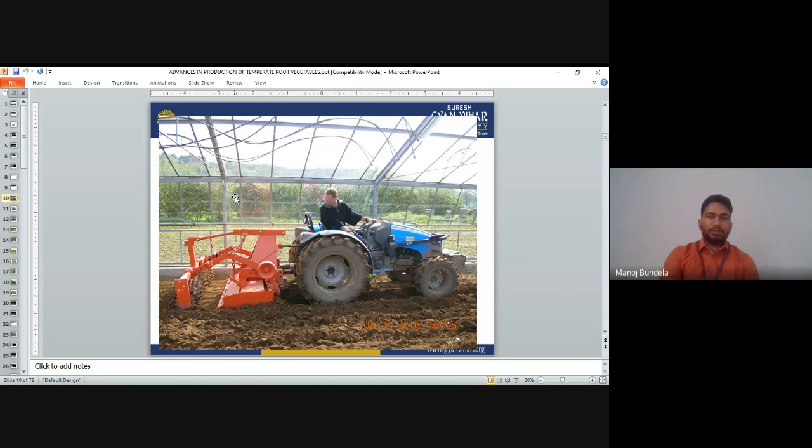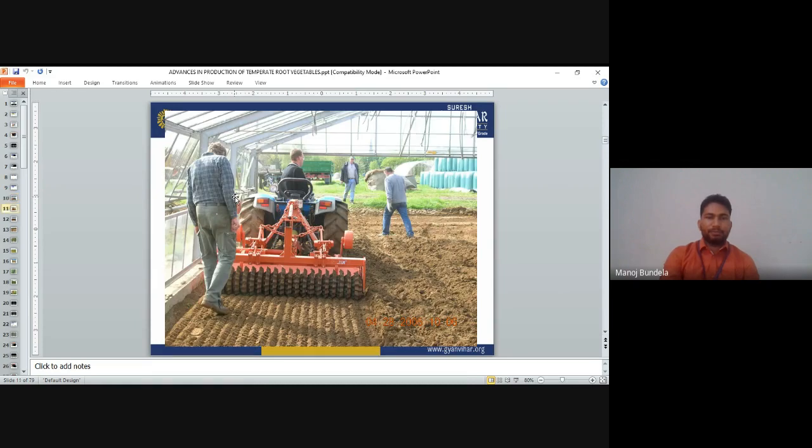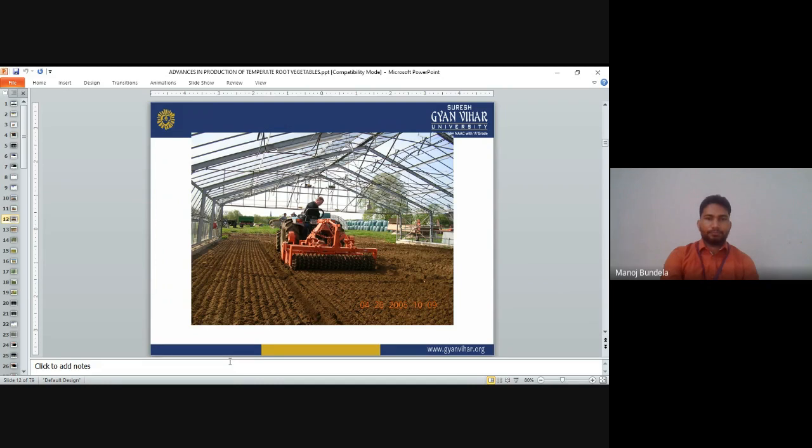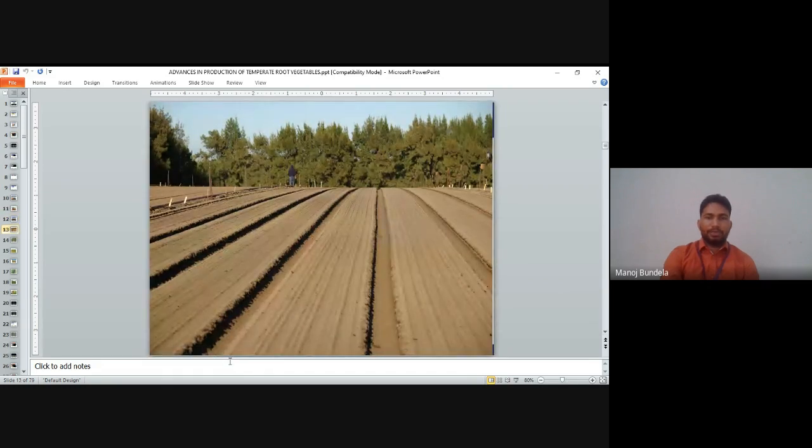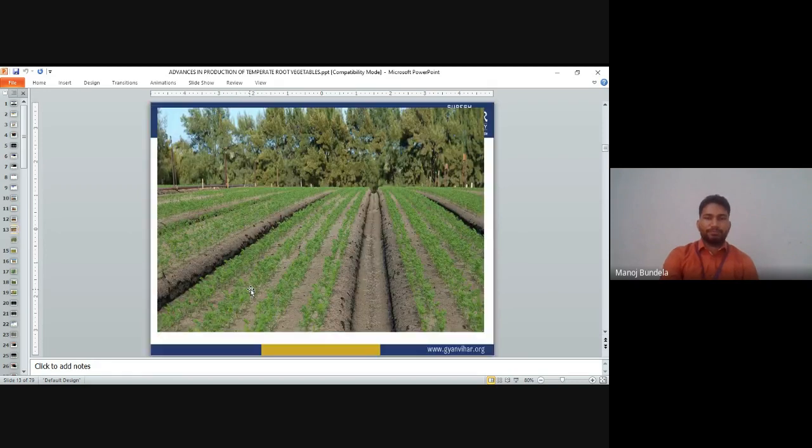This is the field preparation. We have to plow the field with a tractor before sowing the root vegetables, because in root vegetables we sow the seeds directly in the field. We do not prepare any nursery. We make lines and sow the seeds in these lines. We can also prepare beds and sow the seeds in lines on the beds.